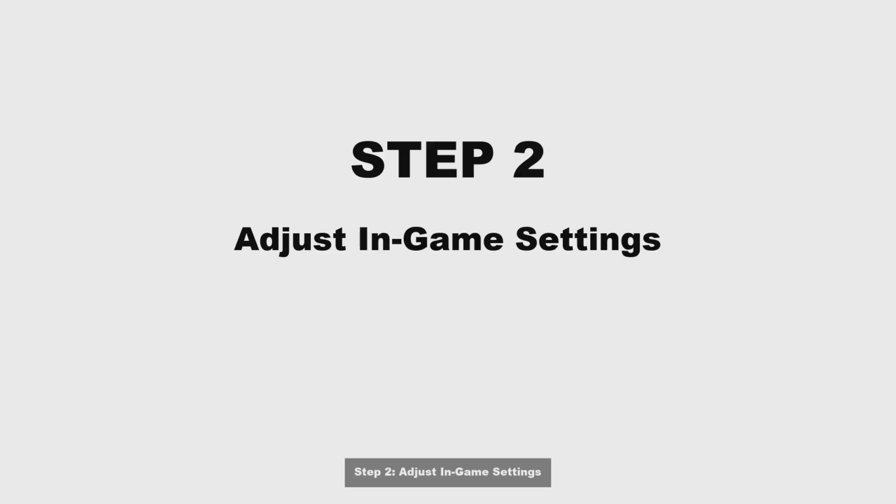Step 2. Adjust in-game settings. Launch Apex Legends and navigate to the settings menu. Lower the graphics settings, such as texture quality, shadow quality, and anti-aliasing. Reducing these settings can help improve frame rates and reduce stuttering.